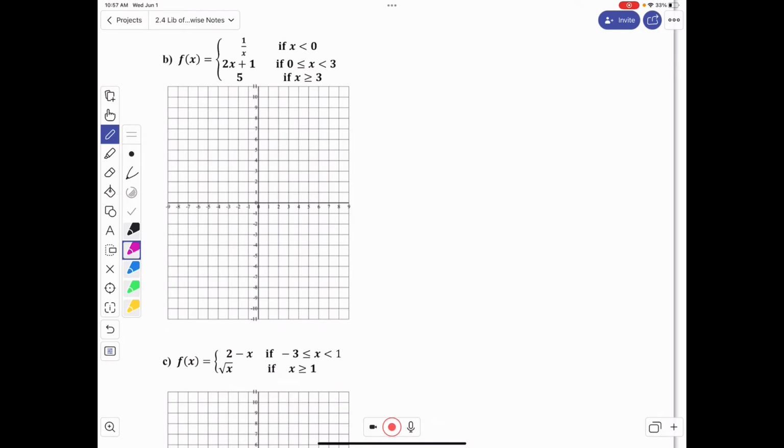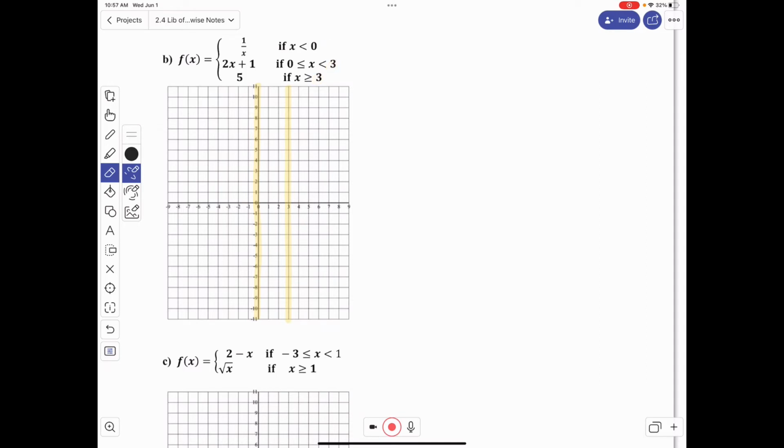Okay, so we'll start with graphing. So again, what I like to do is draw what I call the boundaries. Again, this is not an official part of the graph, but it just helps me establish each section of the graph. So I have a 0, so I'll draw my line here. And then I have the 3, so I'll draw my line here.